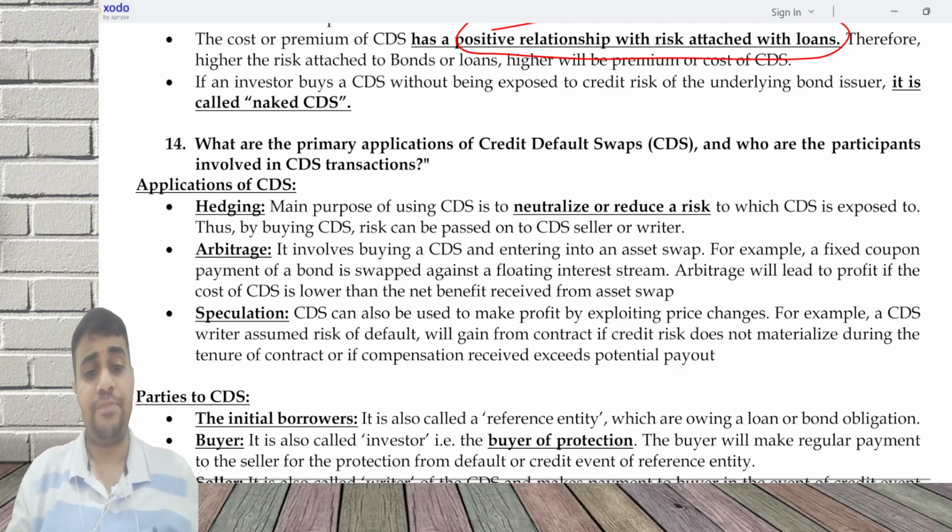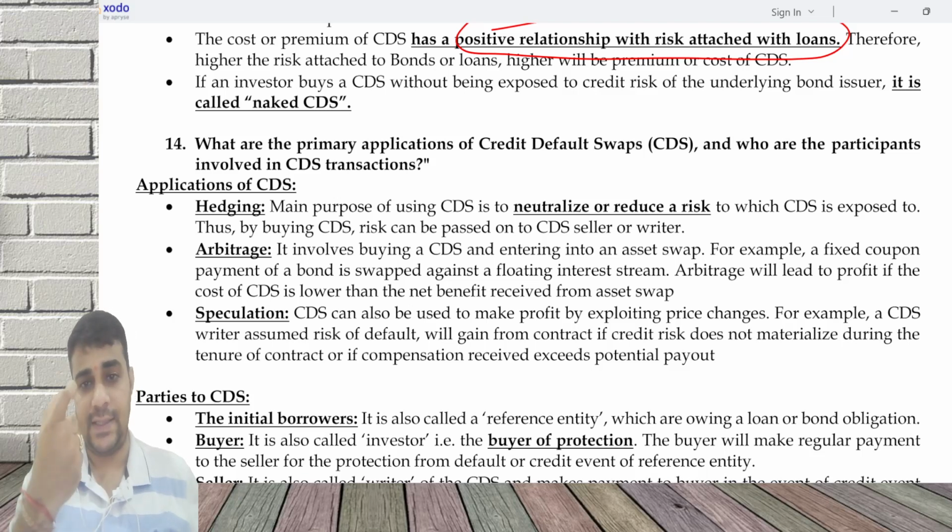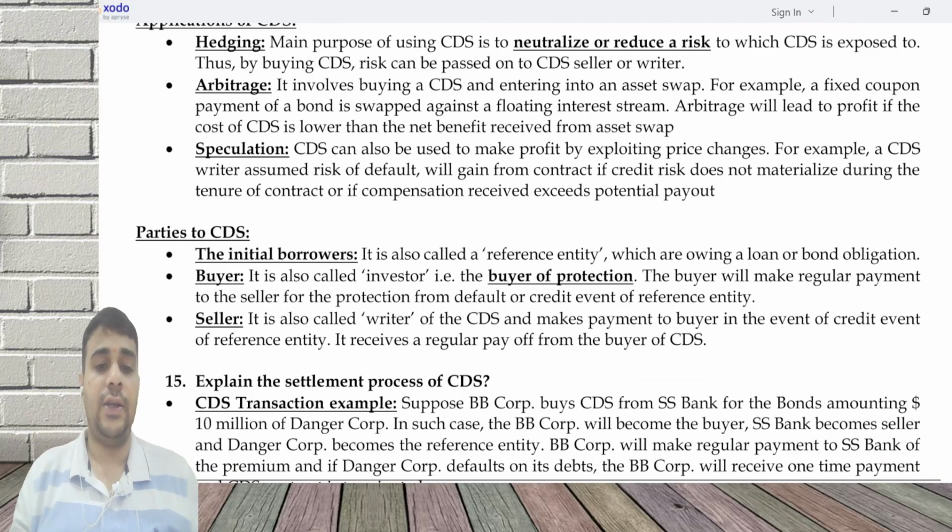Buying a CDS and entering into an asset swap: a fixed coupon payment is swapped against a floating interest stream. Arbitrage will lead to profit if the cost of CDS is lower than the net benefit. So I'll be making a fixed payment and receiving a floating payment, or making a floating payment and receiving a fixed payment. In this there could be a credit risk. That credit risk is neutralized through the CDS, and if the benefit from the swap is more than the premium, I make a gain. Speculation is entering into a naked CDS.